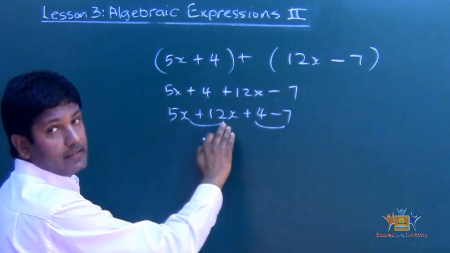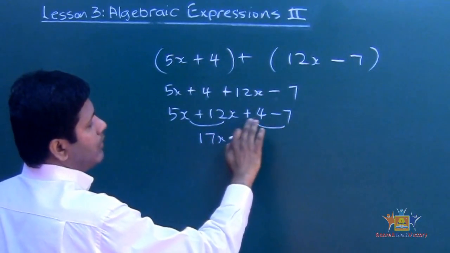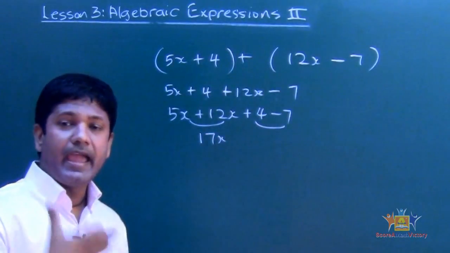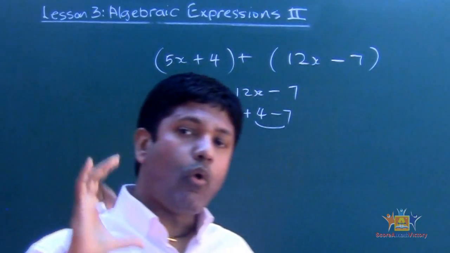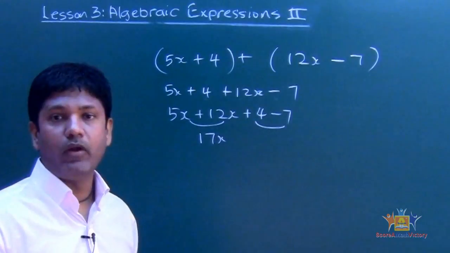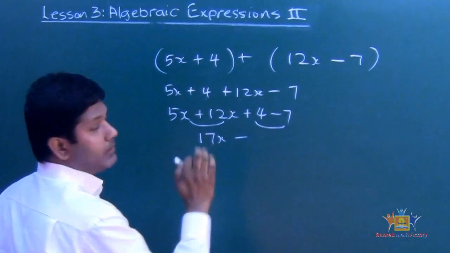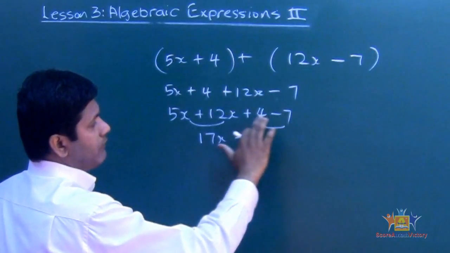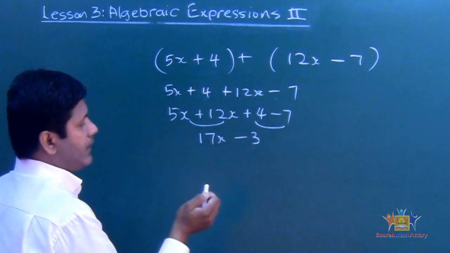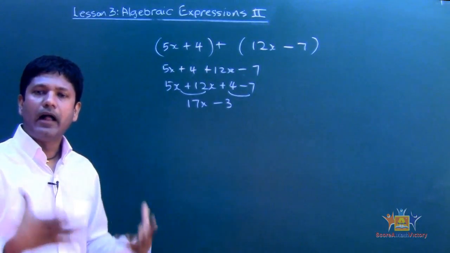5x plus 12x is 17x. Okay? 4 minus 7. I have 4 and I owe 7, but I owe more. That means I'm going to owe, but less than what I owed initially. So it's going to be minus, because I'm still going to owe. 7 minus 4 is 3. See that? Right there. That's how you add two algebraic expressions.